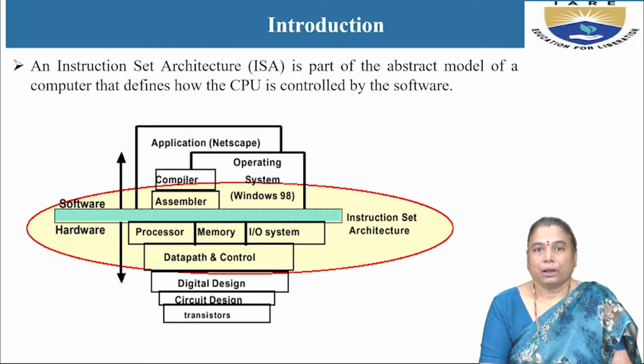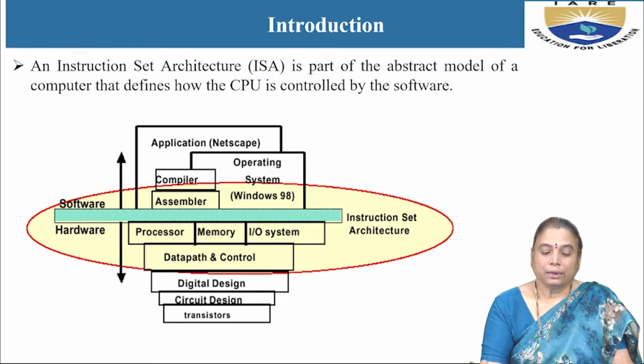The high-level language can be converted into low-level language. The software part is the user perception, and below that the hardware components are active in order to provide the required functionality to the user. So here the instruction set architecture acts as an interface between the software perception of the user and the hardware perception of the user.